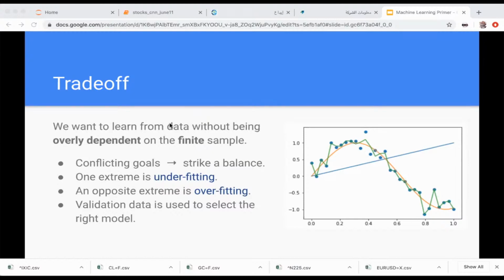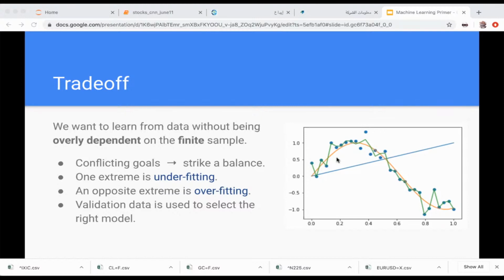That's one extreme. At the other extreme, if you restrict yourself to an extremely simple model, like the linear function, the line shown in blue, and you train it based on the data, this model is almost independent of the examples. That's a good thing. But at the same time, you cannot fit the training data. You're not really learning from the training examples. So this is another way to fail to learn from data, and we call this underfitting. So you have these two extremes: underfitting on one hand and overfitting on the other hand.